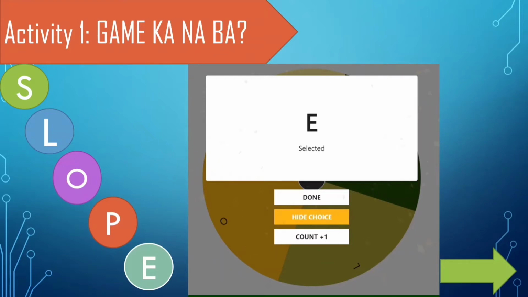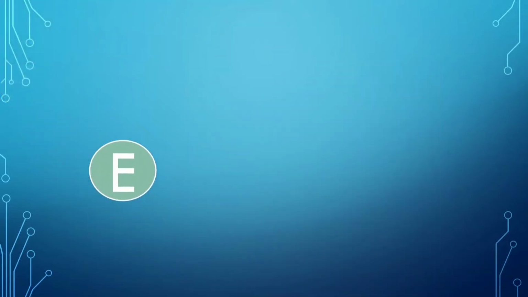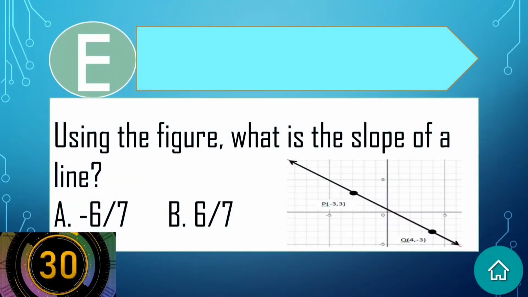Okay, so letter E is the next letter. So let's see what's the question under letter E. Okay, so in letter E, using the figure, what is the slope of a line in point P to Q? Is it A, -6/7 or B, 6/7? So your time starts now.